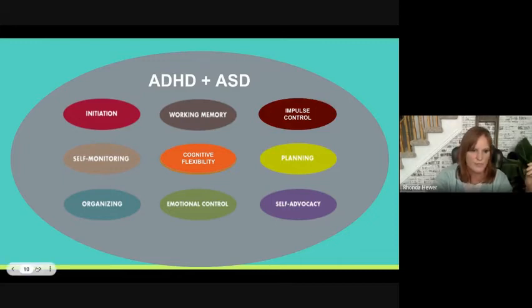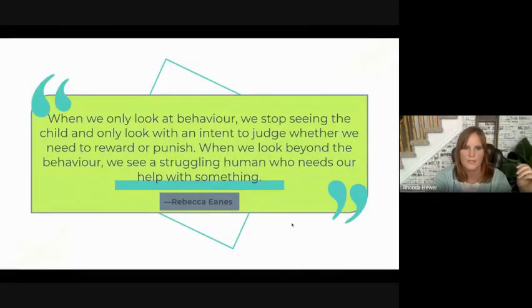Okay, which leads us to a really great quote here. When we only look at behavior, we stop seeing the child and only look with an intent to judge whether we need to reward or punish. When we look beyond the behavior, we see a struggling human who needs our help with something. So just something to keep in mind.